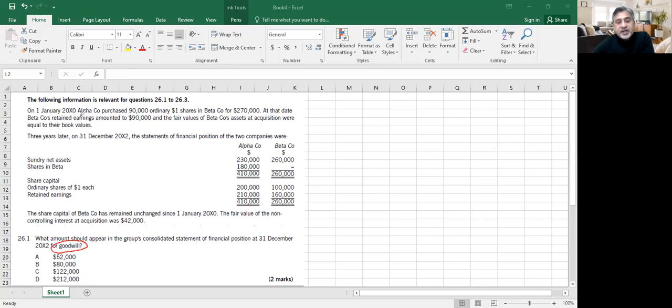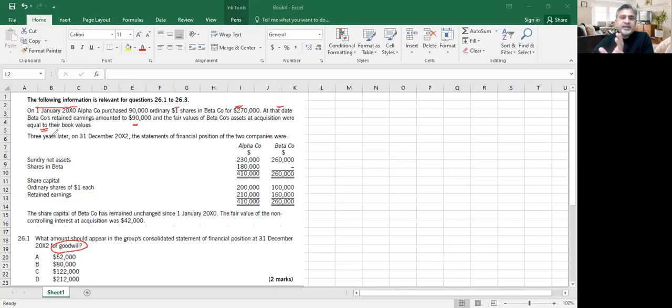It says that on 1st January 2000, always remember in consolidation, the dates are very important. So on 1st January 2000, Alpha purchased 90,000 ordinary $1 shares in Beta Company for 270,000. At that date, Beta Company's retained earnings amounted to $90,000, and the fair value of Beta Company's assets at acquisition were equal to their book value, which means that market value and book value are the same.